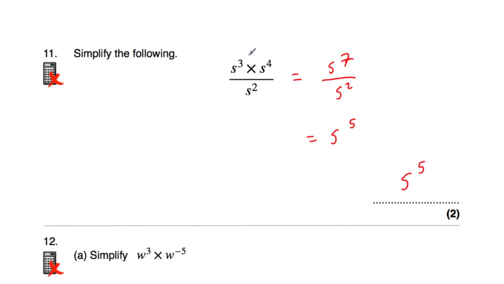And that's it. And just to recap, we dealt with the numerator to begin with. We added the powers, so that'd be s to the power of 7. Then we had over, which means divided by. Then 7 take away 2 is 5, so it'd be s to the power of 5.